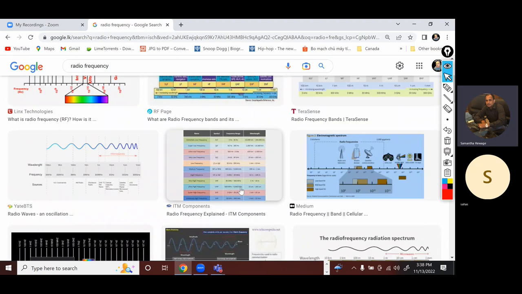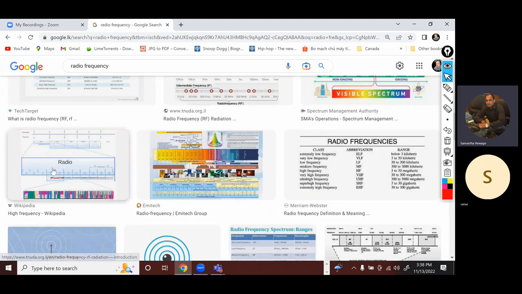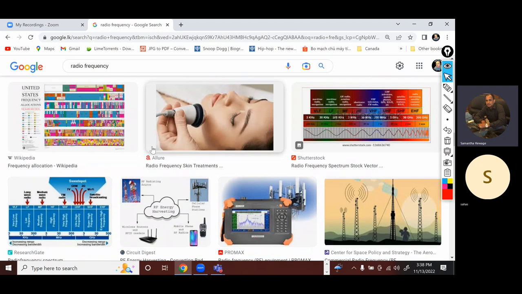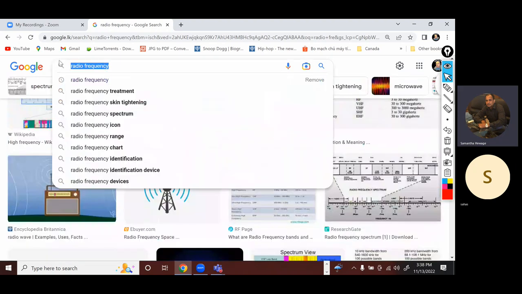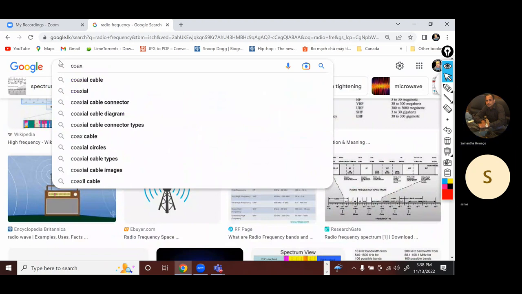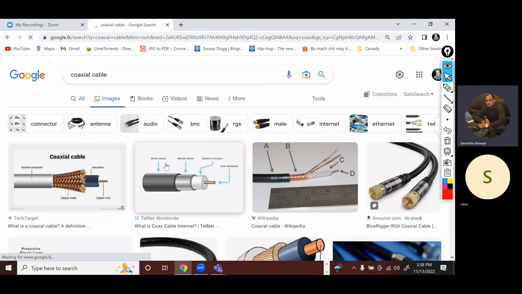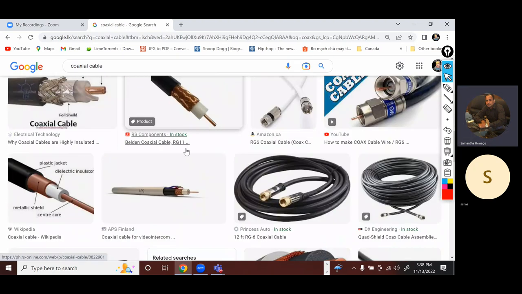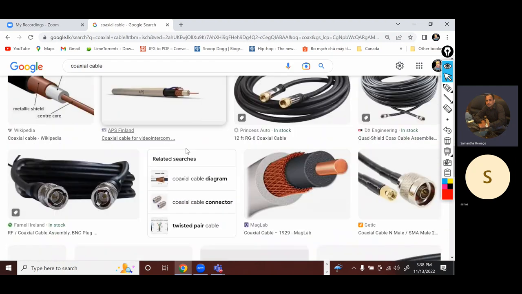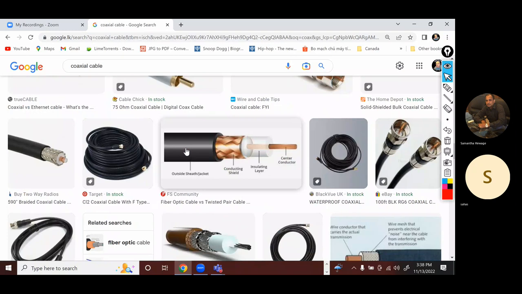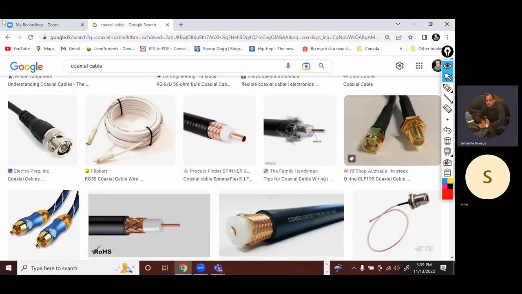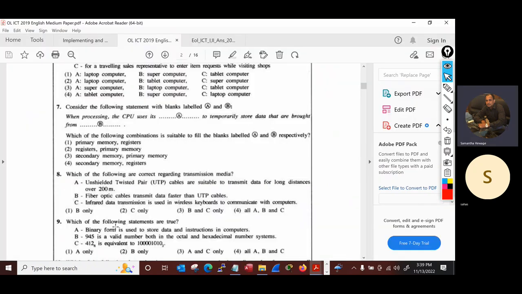So these are radio frequencies. We can't see these things; they work like that, radio frequencies. Then we have coaxial cable, the antenna cable, mostly used for digital CCTV and our digital TV connection. You can use one of these methods, but mostly we use UTP.